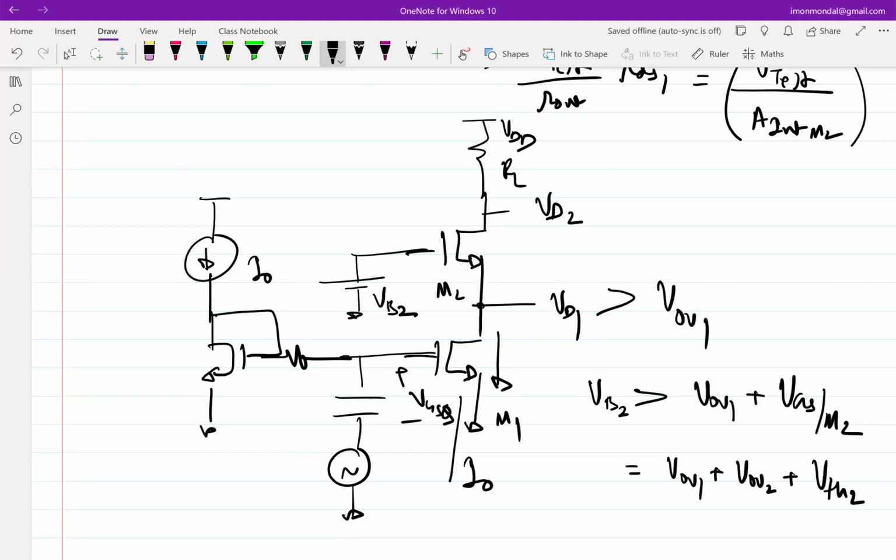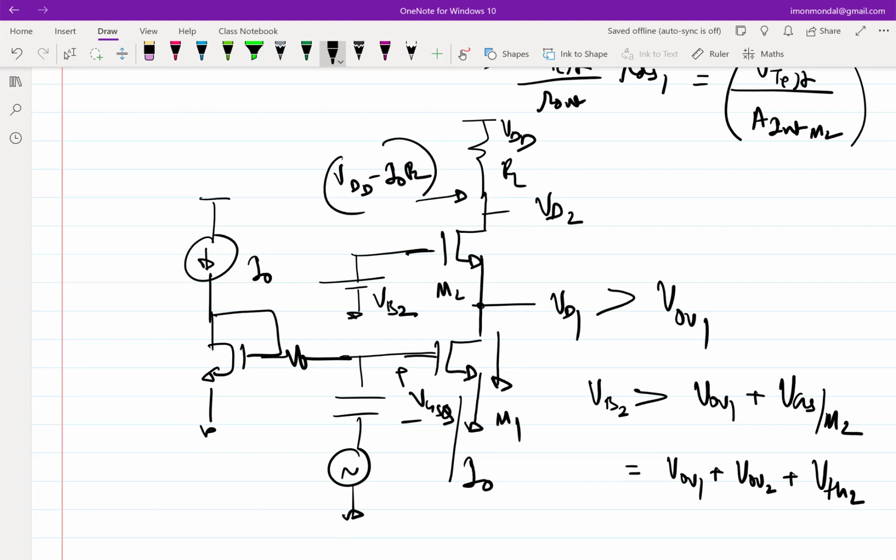So we got a minimum of VB2. Now coming to the maximum of VB2. If I keep on increasing VB2, it is expected that the source voltage of M2 is going to increase, right? That's fine. But what's going to break if I keep on increasing VB2? Saturation of M2, right? Because ultimately the current is expected to be constant. So this voltage is expected to be VDD minus I0 RL, which is also expected to be constant, right?